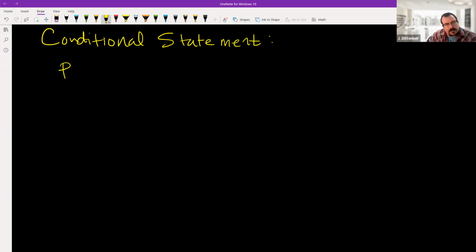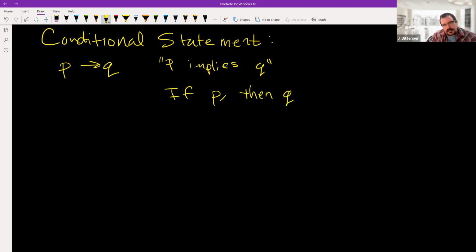We have two mathematical statements, P and Q. The conditional statement is P then Q. So let P and Q be mathematical statements with a truth value. Of course, that's the nature of a mathematical statement. So P implies Q. That's one way we can interpret this. Or we might say if P, then Q. In this case, the P is our hypothesis and the Q is our conclusion.